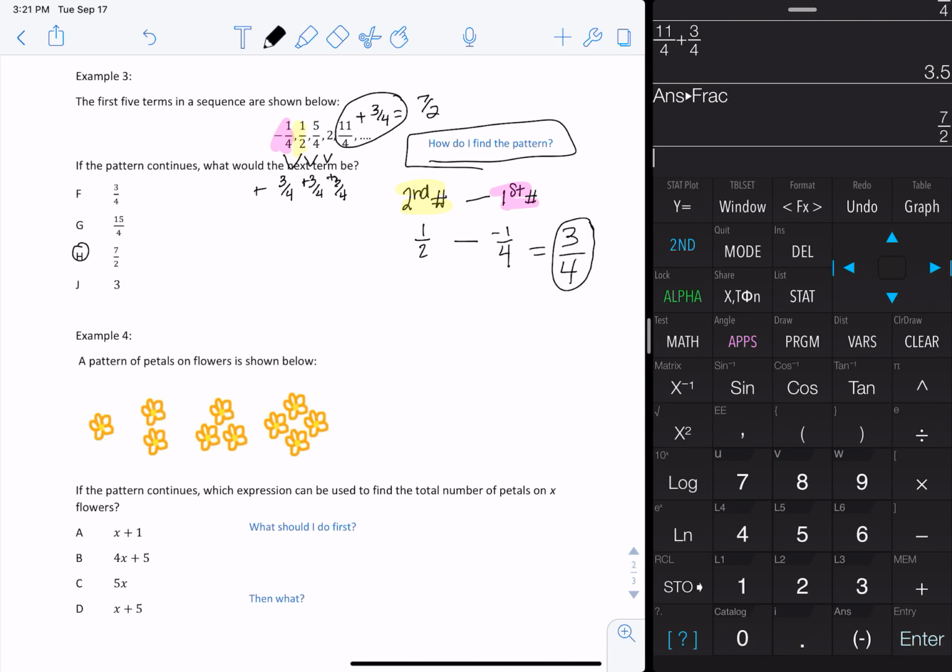So my answer is H. So first, find the pattern. Second, add that number to the last number you had, okay? So that's step 1, step 2.